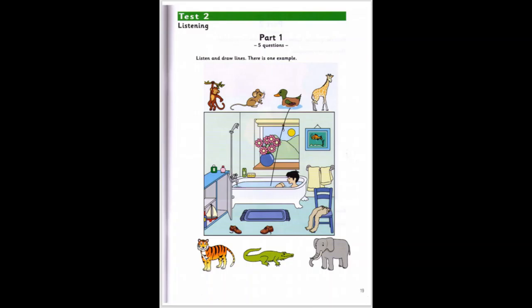5. And now? The crocodile. Put it between the boy's shoes. Pardon? Put the crocodile between the two shoes, please.